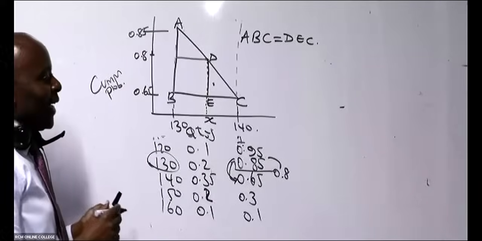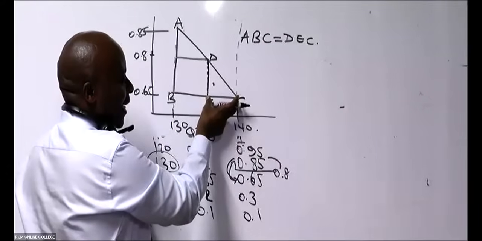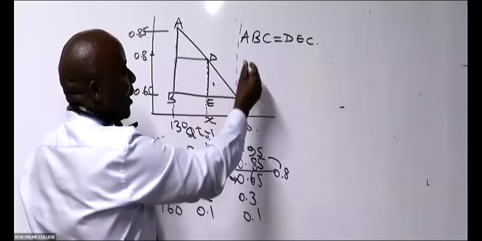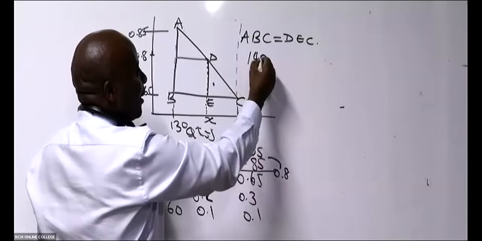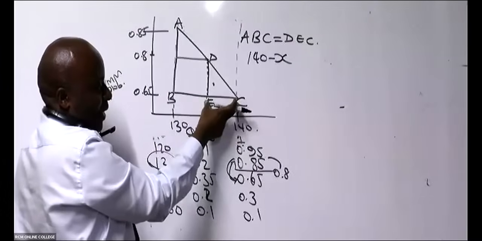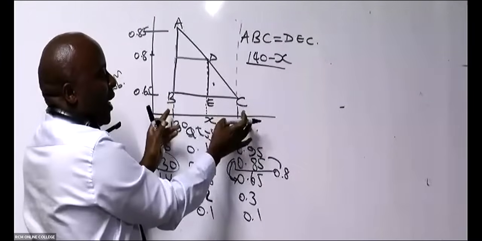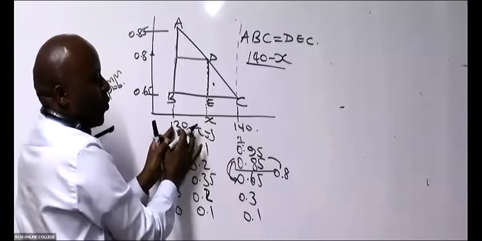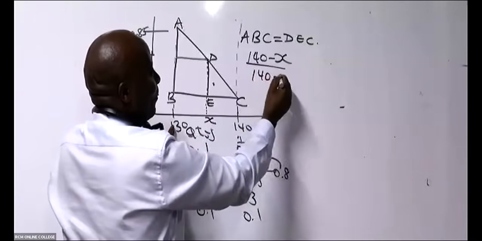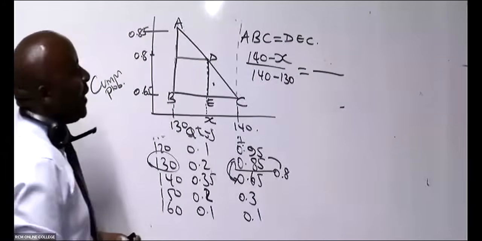Let's compare their bases. The base EC, this base here, will be 140 minus x, the difference for this base, all over the base of the bigger triangle, which will be 140 minus 130. Equals. Then again, we compare the heights.